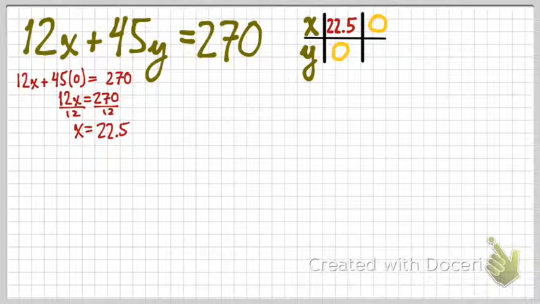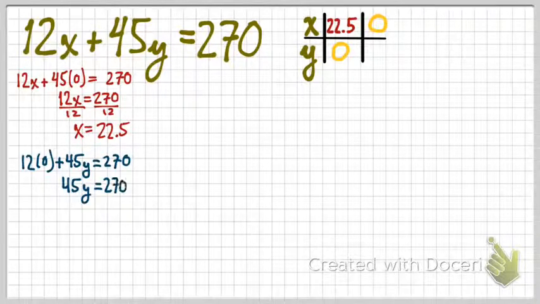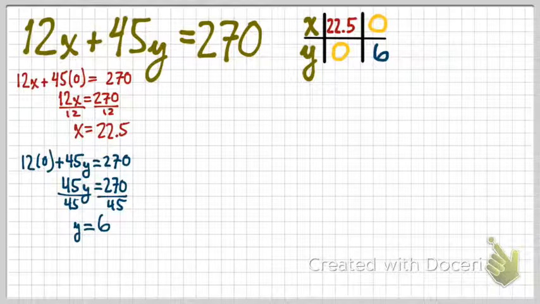So now let's try this for the y-intercept. I'll let x equal 0, and you can just as easily see that 12 times 0 equals 0. So that means I have just 45y equals 270. I'll divide both sides by 45 to get y equals 6. And there's my y-intercept. So I'm going to plot those 2 points and draw the line, just like on the other two examples. However, let me just stop here for a moment and give you a little bit of strategy that will help graphing these lines.